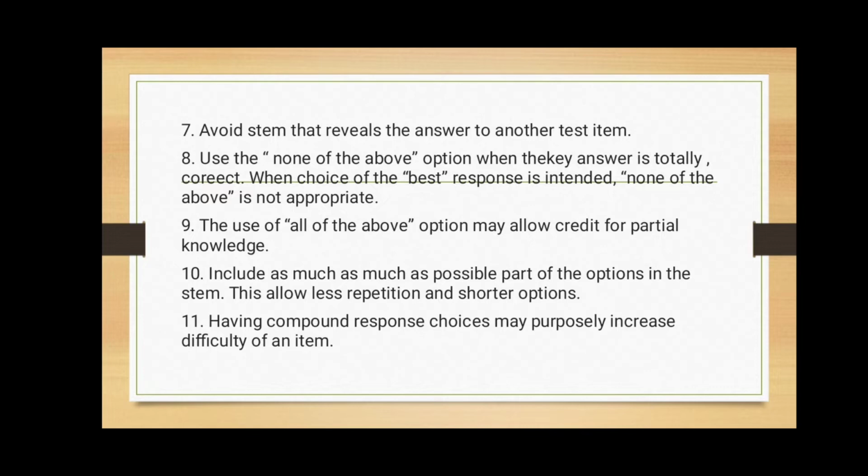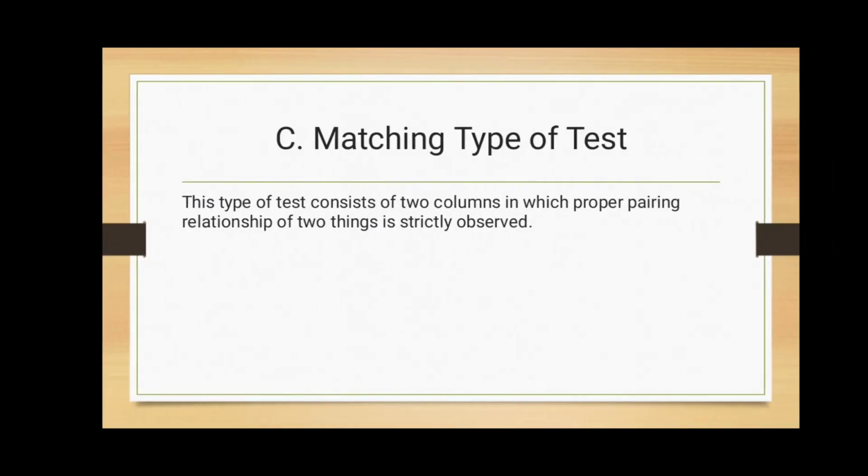Nine, the use of the all of the above option may allow credit for partial knowledge. Ten, include as much as possible part of the options in the stem. This allows less repetition and shorter options. Eleven, having compound response choices may purposely increase the difficulty of an item.